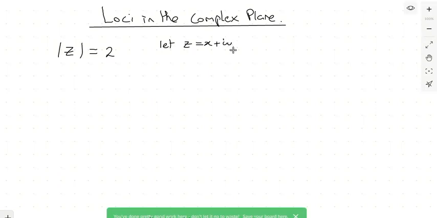Let's start with a few facts, yeah? Firstly, let's talk about the modulus of z. When you're finding the modulus of z, you're finding the distance that the complex number z is away from the origin. So if I was to write the modulus of z equals 2, what I'm saying is that if we let z equal x plus iy, then I'm guaranteeing you that the square root of x squared plus y squared is 2. Yeah, that's what we're really saying here.